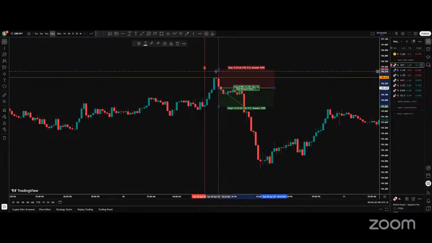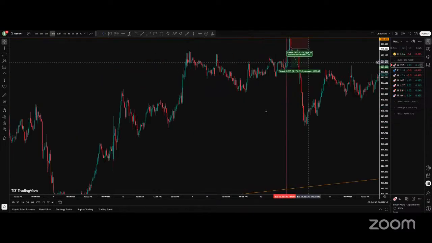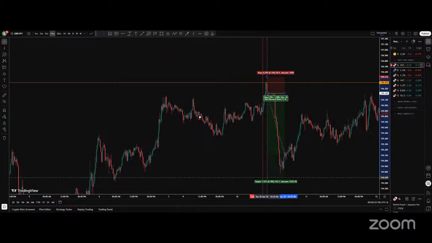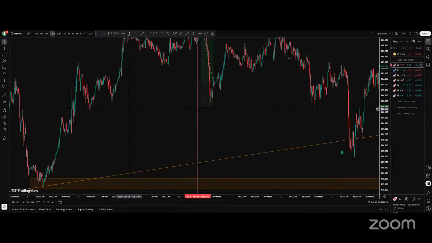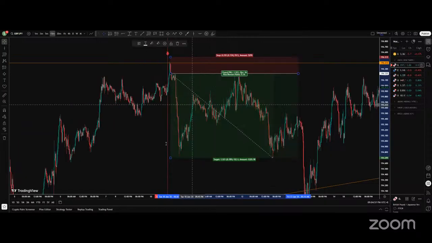But in this case, it's a perfect trade, a perfect setup. Stop loss was very small. So your final take profit will be at the low that we drew.